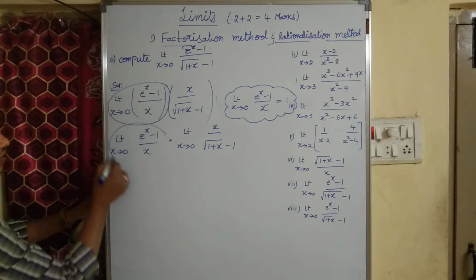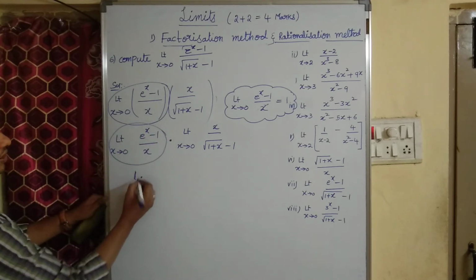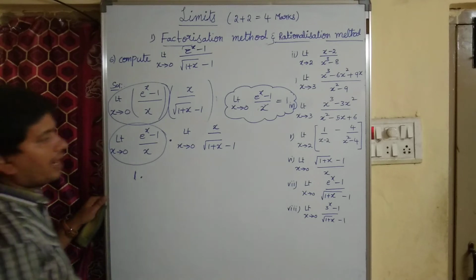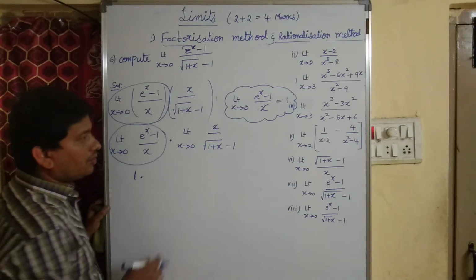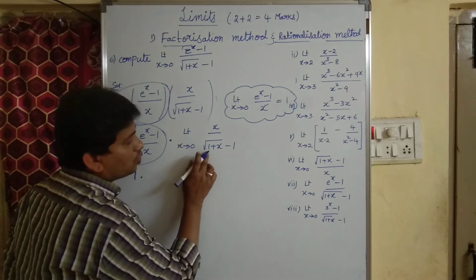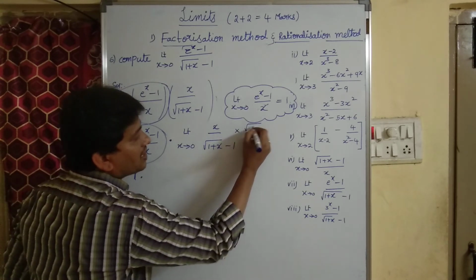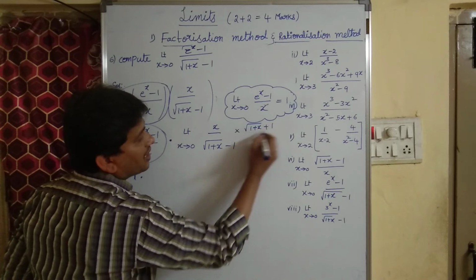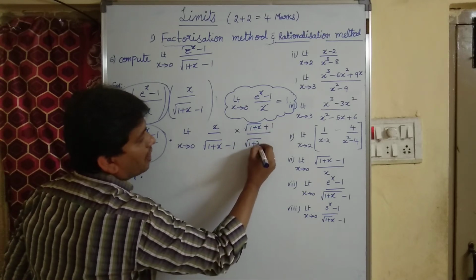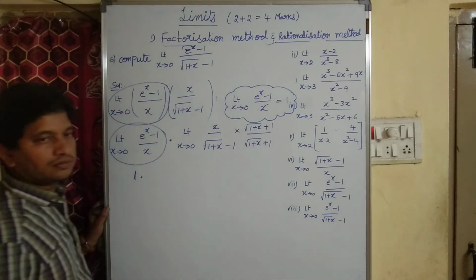As whose value is what? This is equal to 1 into, again I have to rationalize the denominator, as the denominator is root over 1 plus x minus 1. The rationalizing factor of root over 1 plus x minus 1 is root over 1 plus x plus 1 divided by 1 plus x plus 1.